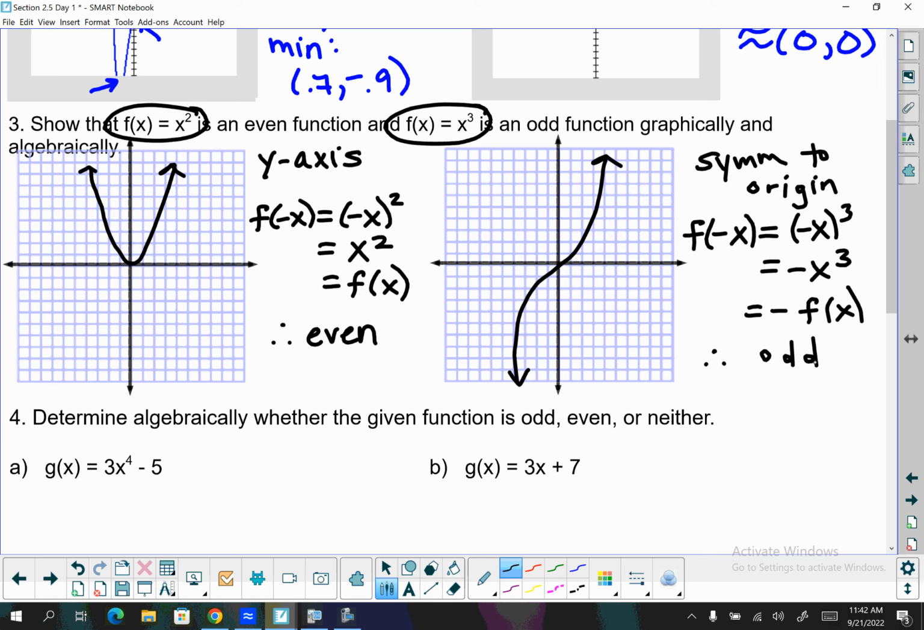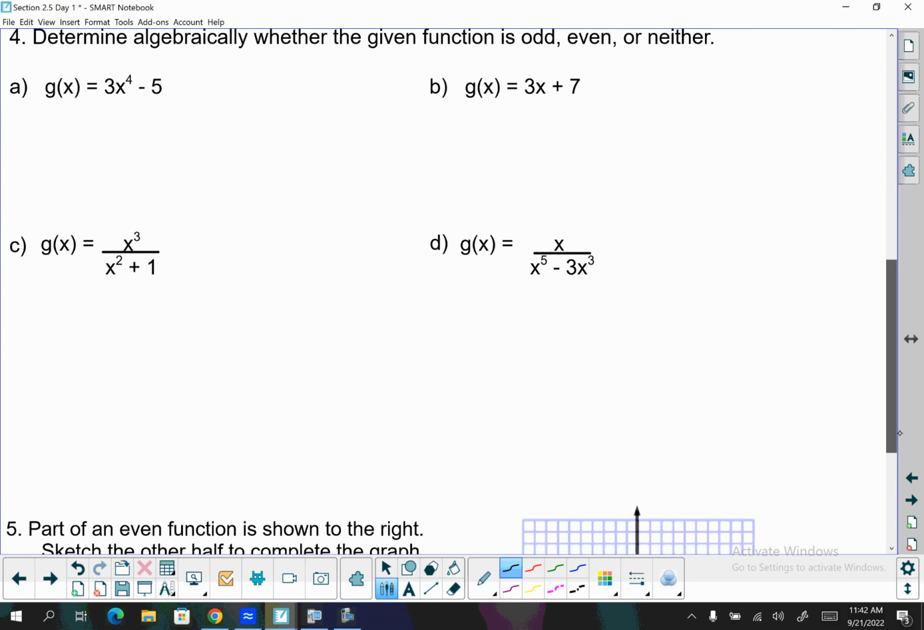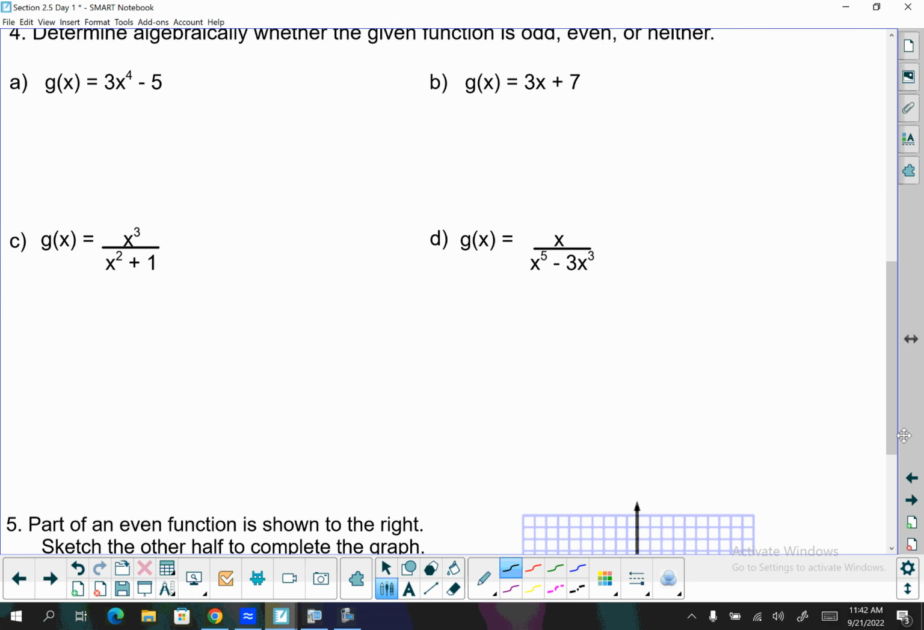Good. All right, let's do a couple together. Letter A. Determine if this function is even, odd, or neither. We're going to do one thing and one thing only. We're going to plug negative x into function g. So 3 times negative x to the 4th minus 5. What does it simplify to?